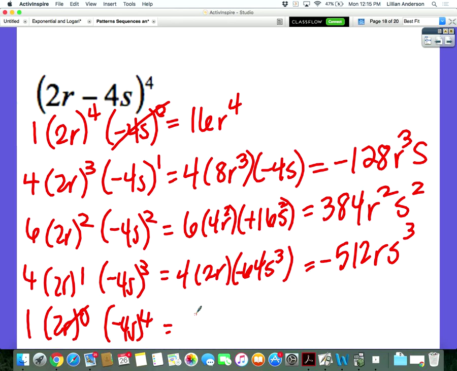And this is going to be a positive 256 s to the 4th. That's what I meant. And so there's your expansion: 16r to the 4th minus 128r cubed s plus 384r squared s squared minus 512r s cubed plus 256 s to the 4th.